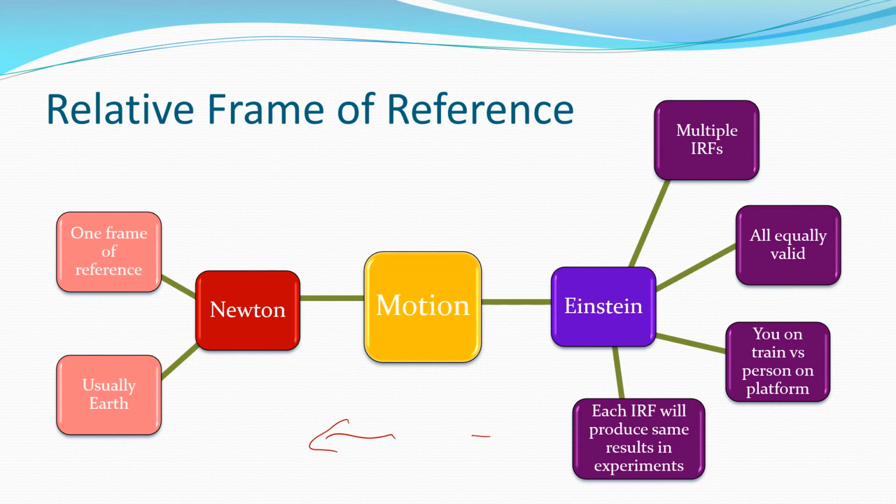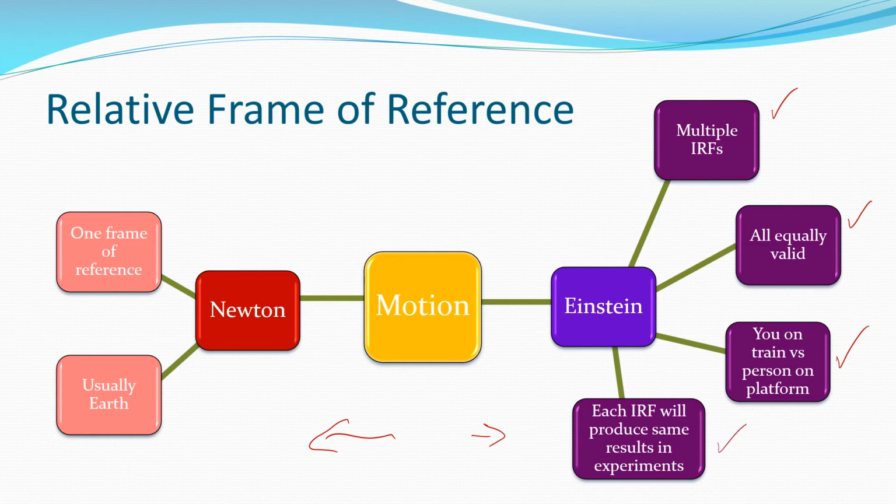Now, on the right-hand side, we have the Einsteinian view, which is relativity, where Einstein realized that you can have multiple frames of reference. IRF is inertial reference frame. And each of these frames is equally valid. They're all as valid as each other. Think of the idea of you sitting on a train and someone standing on a station. The multiple reference frames are you sitting stationary on the train and the station moves past you, or the person standing still at the station, and the train moves past them. And they're all equally valid. That's that idea there.